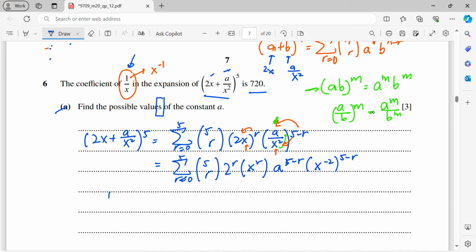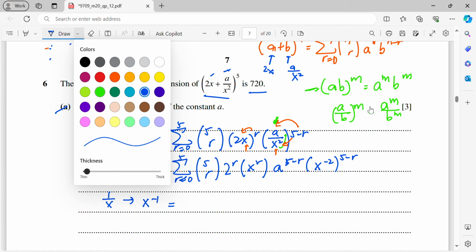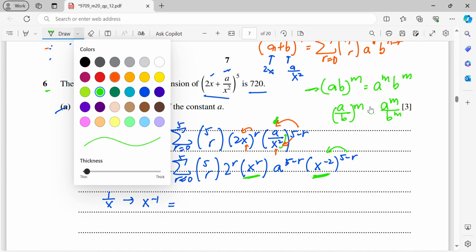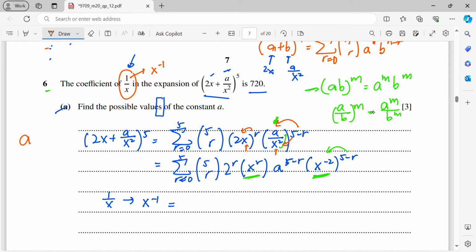Therefore I will write 1 over x same as x power negative 1. So this x power negative 1 equals to, look at the right side. Here I have x, here I have x. Right, so this one you bring in because of another formula. That is a to the power of m, then another power outside. This is basically a to the power of m times n. That's why I just bring it in. Therefore now I will be getting x degree r times x degree negative 2 times 5 minus r.